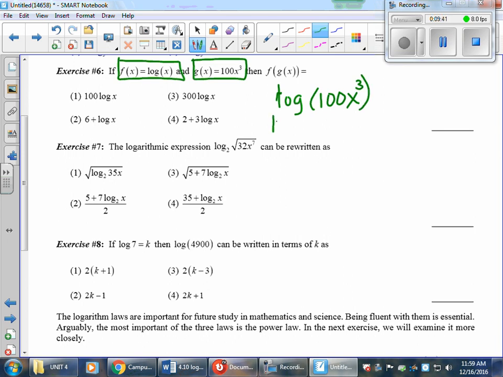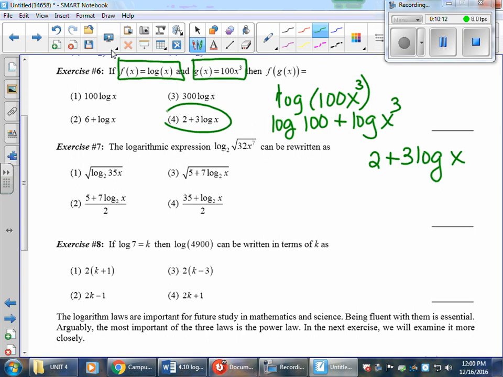So this becomes log 100 plus log of x cubed. And of course, if there's no base, we know the base has to be 10. So log of 100 is 10 to what power is equal to 100? And of course, the answer is 2 plus 3 log x using our power rule, the third rule. All right, so 3 log of x. So if we take a look here, 2 plus 3 log of x is right here at number 4.